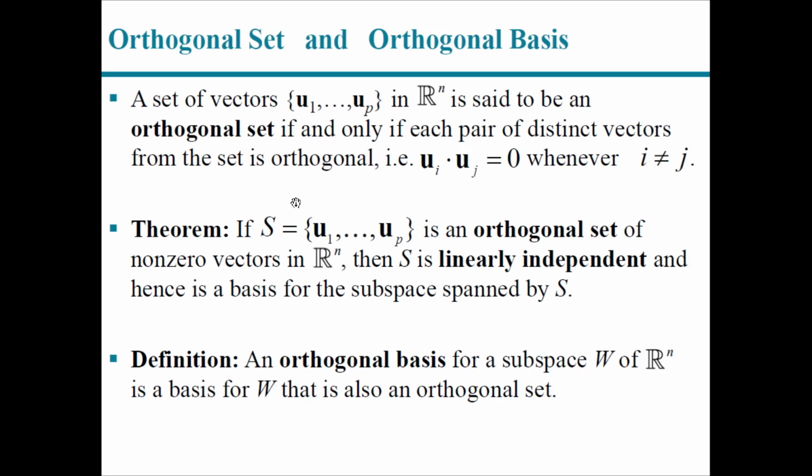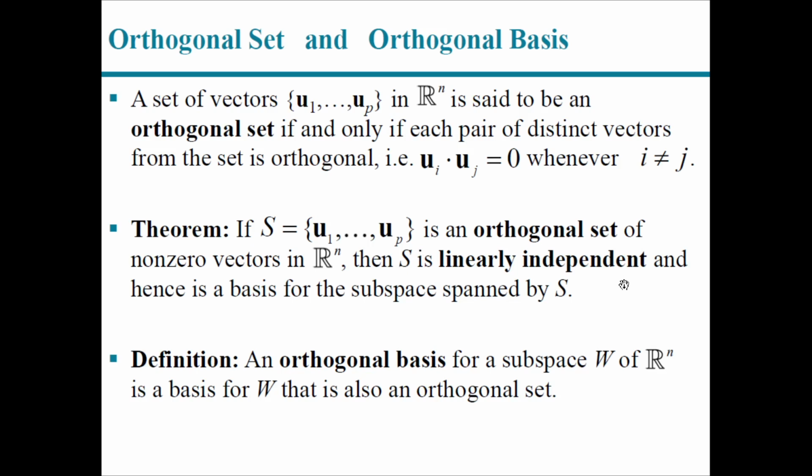Now the good news with orthogonal vectors is that if you have a set of orthogonal, non-zero vectors, then they are automatically linearly independent. So that's great. If you have an orthogonal set of non-zero vectors, they are automatically linearly independent and form a basis of span of S here. It's very simple. Orthogonal vectors, different from 0, are linearly independent.